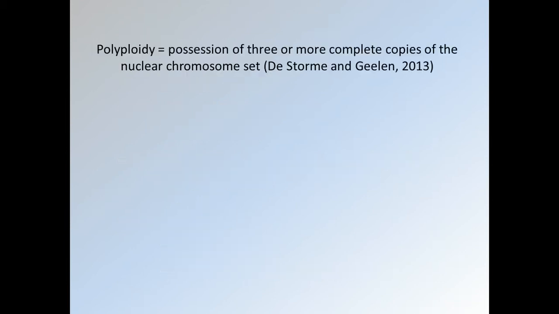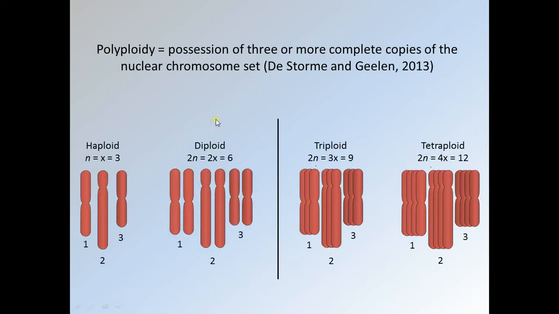So let's begin. So what is polyploidy first? Polyploidy is the possession of 3 or more complete copies of the nuclear chromosome set. So poly could make you think that from 2 it's already poly, which means several, but it's actually not the case. So let's take an example with a scheme.